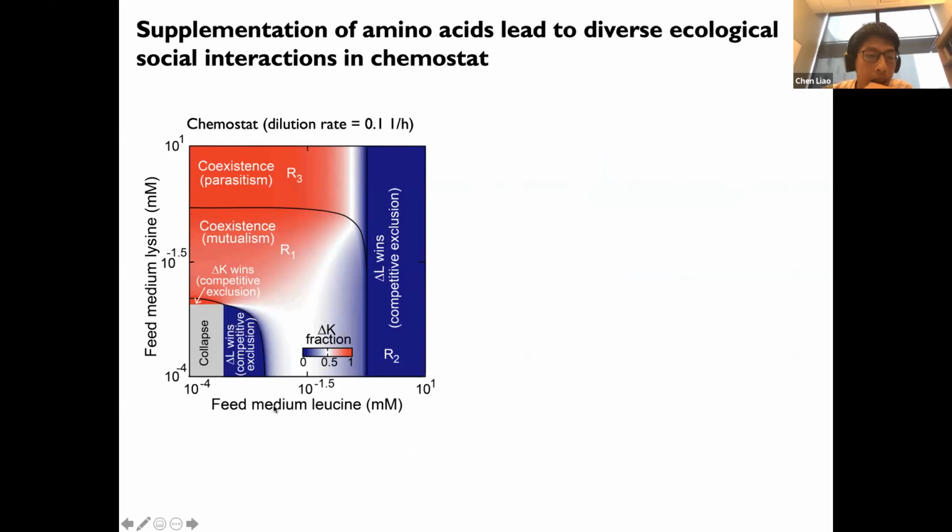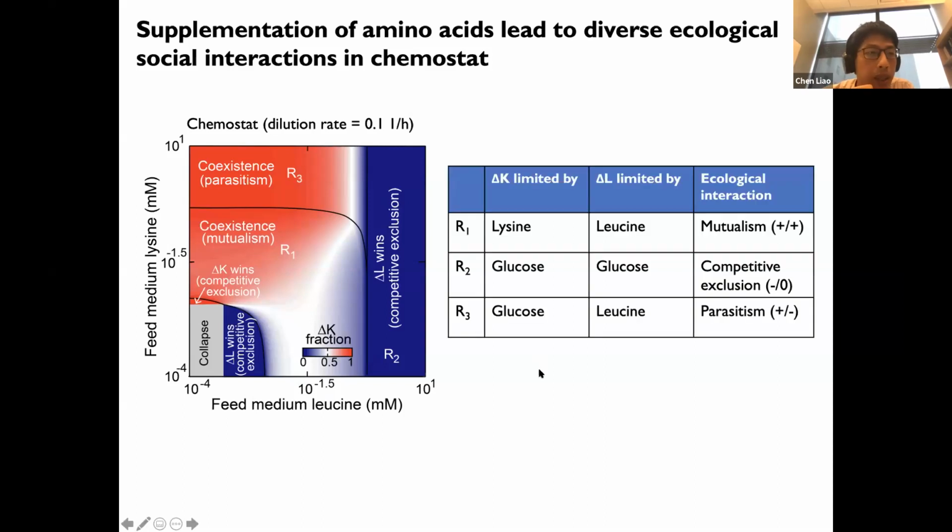But our simulations show that by adding amino acids, the mutualistic relationship can be destabilized and change to other ecological interaction types. For example, if we add a lot of leucine, the mutualism would become competitive exclusion. Or if we add a lot of lysine, the mutualism could become parasitism. We determined that the differential ecological outcome is ultimately dictated by whether the lysine or the leucine auxotroph is limited by glucose or by the amino acids they cannot produce. For example, in the R2 region, both the lysine and the leucine auxotrophs are limited by glucose, so they compete for the same nutrient, and competitive exclusion would occur.